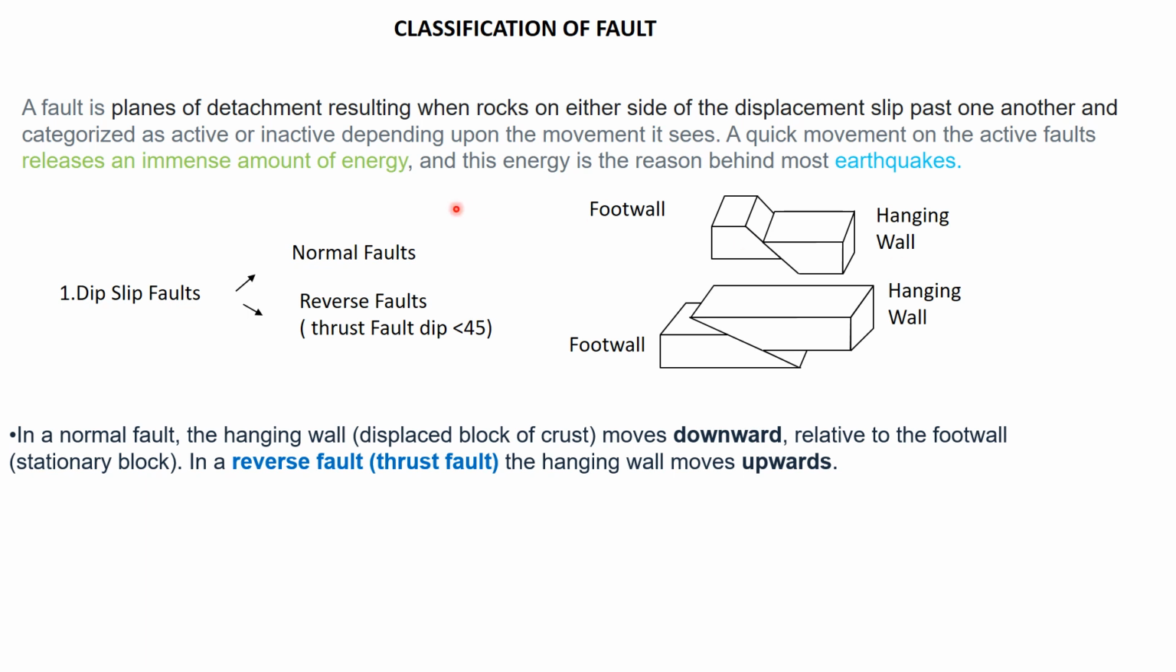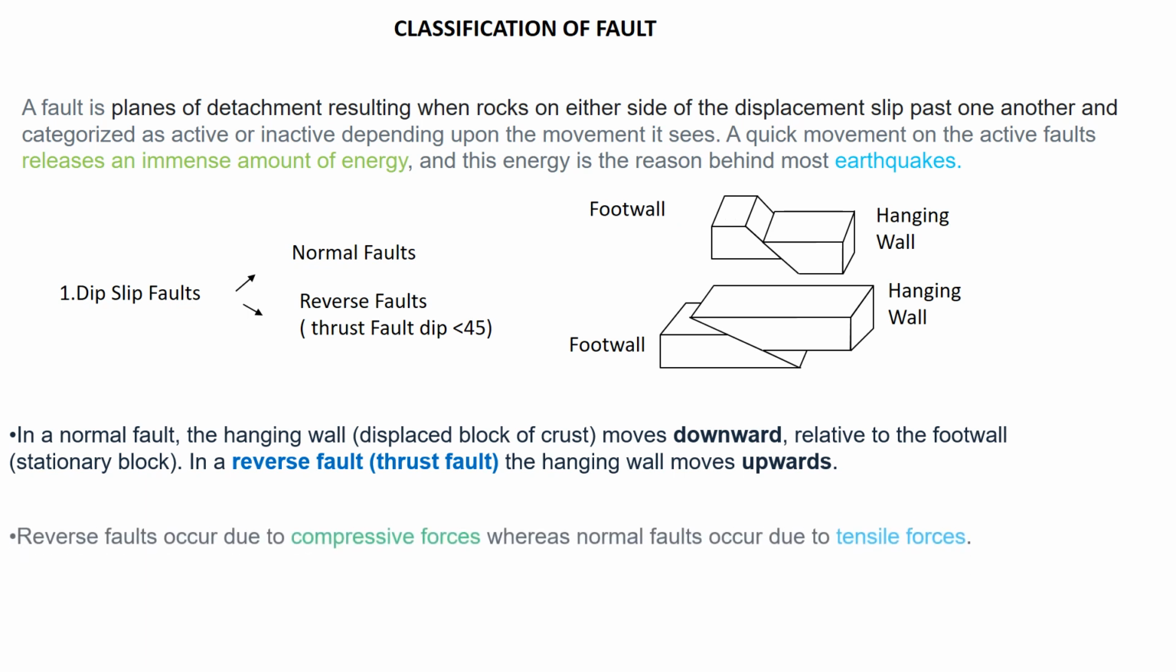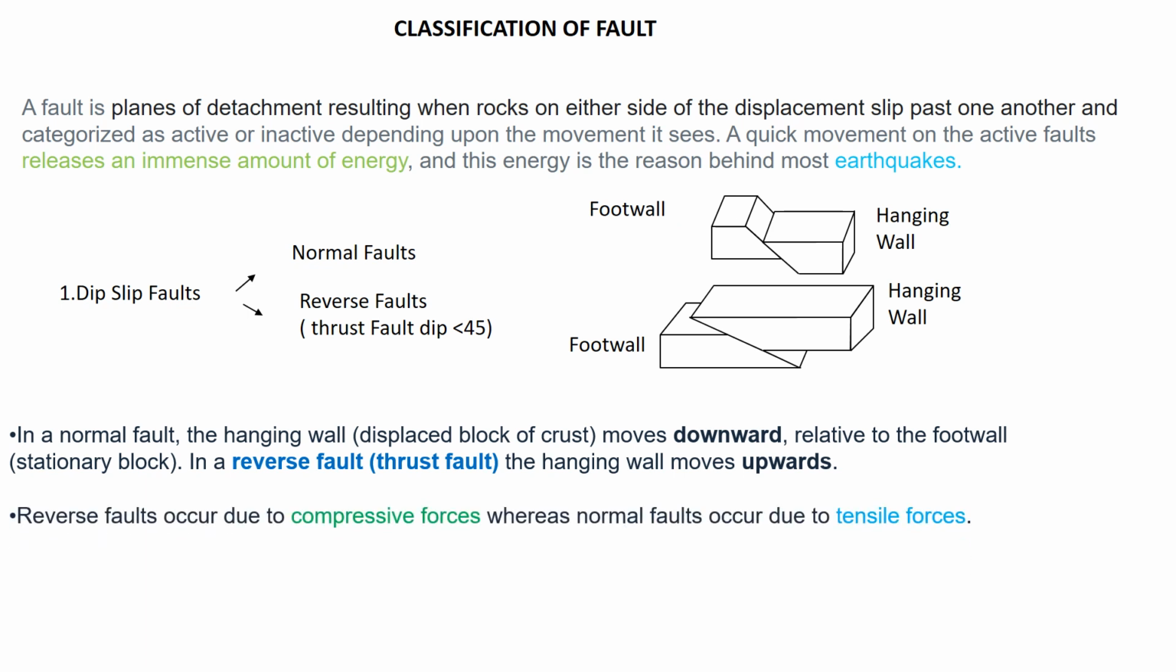There are two types, normal fault and reverse fault, classified under the dip-slip fault. A normal fault is where the hanging wall is displaced downward relative to the foot wall, which is stationary. In a reverse fault, the hanging wall is moved upward, in contrast to the normal fault. Okay. Reverse faults occur due to compressive forces, and normal faults occur due to tensile forces. This is the main difference.